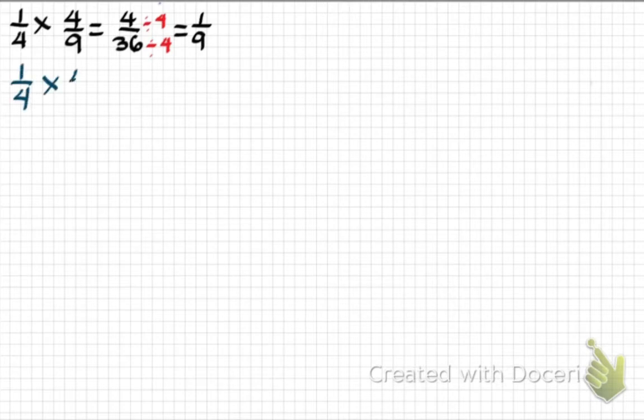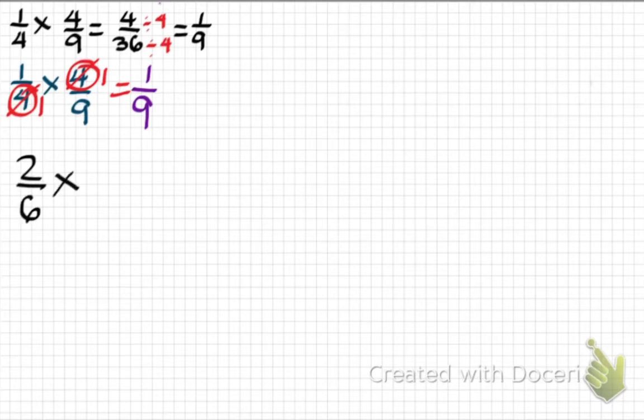Now 1/4 times 4 over 9, if we are going to look for the number in the numerator and denominator that share the same common factor, we have 4. We divide it by 4, 4 divided by 4 equals 1. So we have 1 over 9.